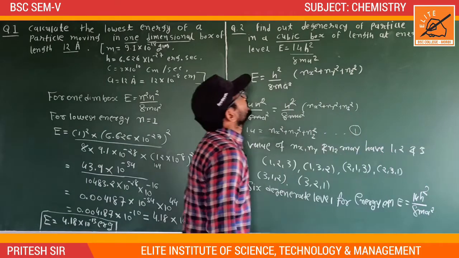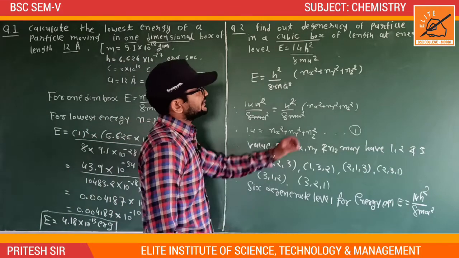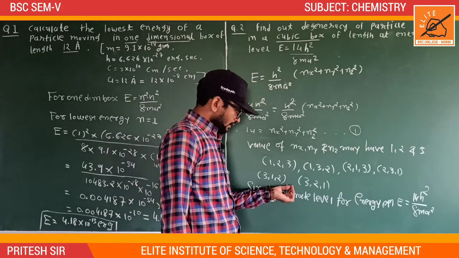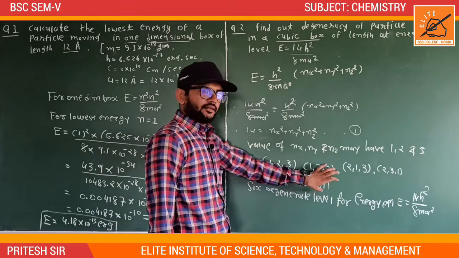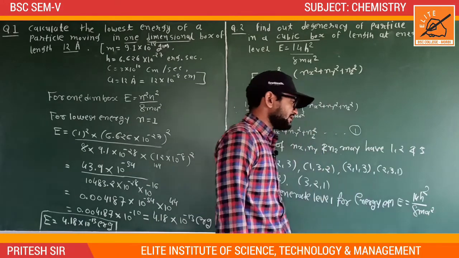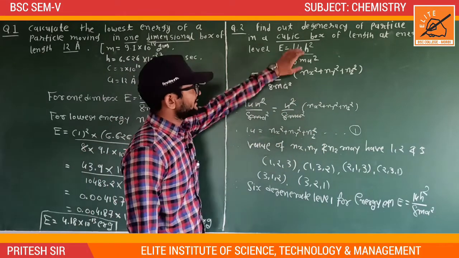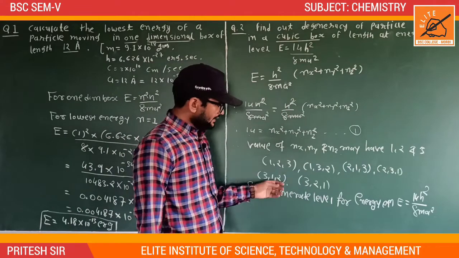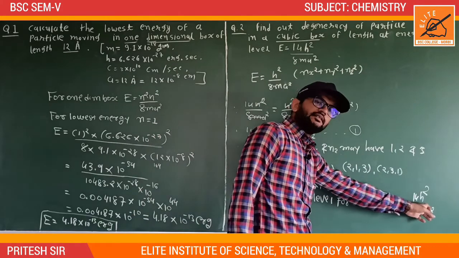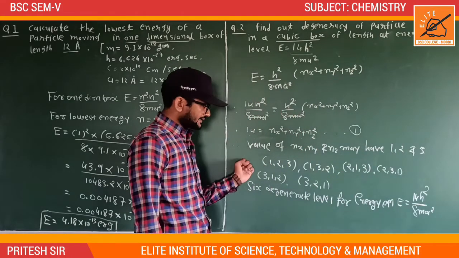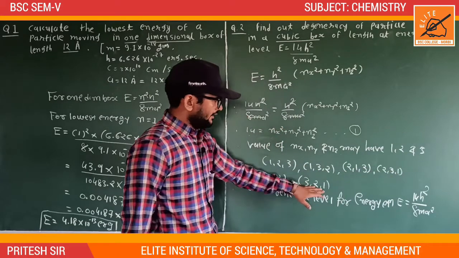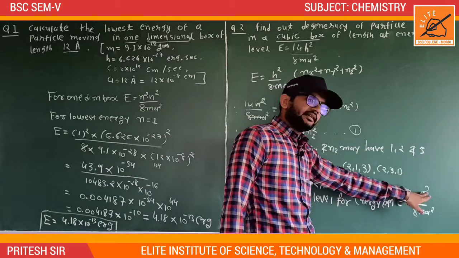Okay, so find out degeneracy. Degeneracy means how many sets of quantum numbers are there for the energy equation E equal to 14h²/8mL². First, what is the meaning of degeneracy? Degeneracy means a set of quantum numbers which have a similar value of energy but different values of wave function.